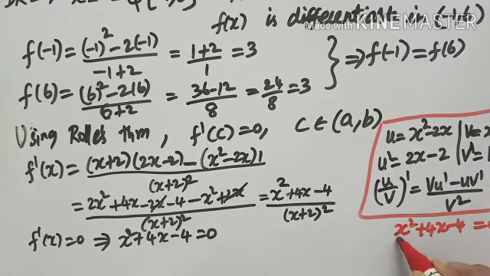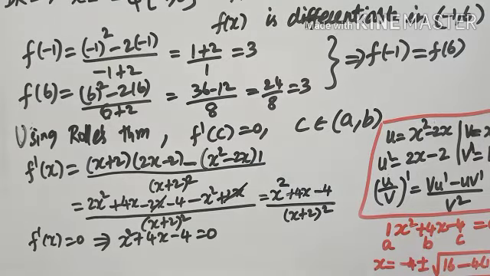For the formula method, here this number I take as A, this is B and this is C. What is x? x equals minus B plus or minus root of B square minus 4AC, divided by 2A. We get the answer minus 4 plus or minus root of 16 plus 16, that is 32.